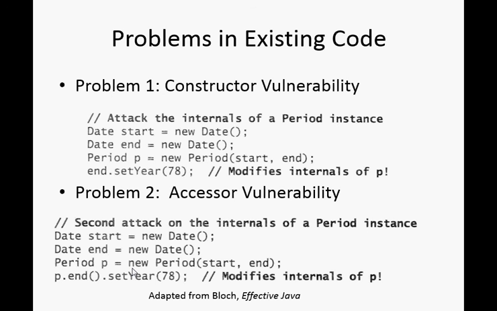References to my end or references to my start date. If I'm handing these things out directly from my internal data structures, someone externally can just change them and I'll never know. I can't check this invariant. I can't even maintain my own data structures properly if people are accessing these things.